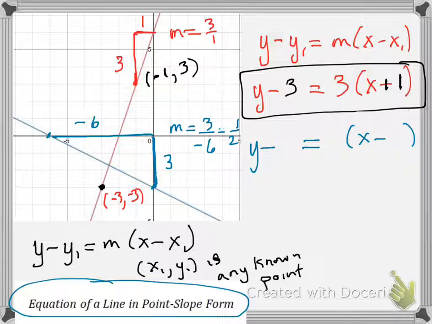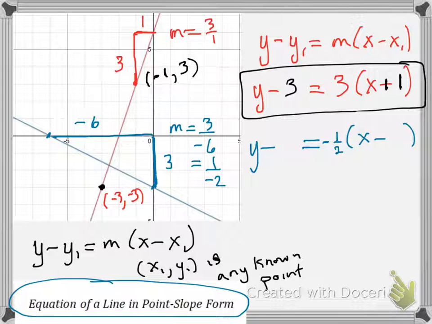If I had just kept it as positive 1 over negative 2, it would be the same. Fractions with a negative on top, on bottom or out in front, all the same thing. I'm going to put it into my equation. I'm just going to put it out in front. Negative 1/2.